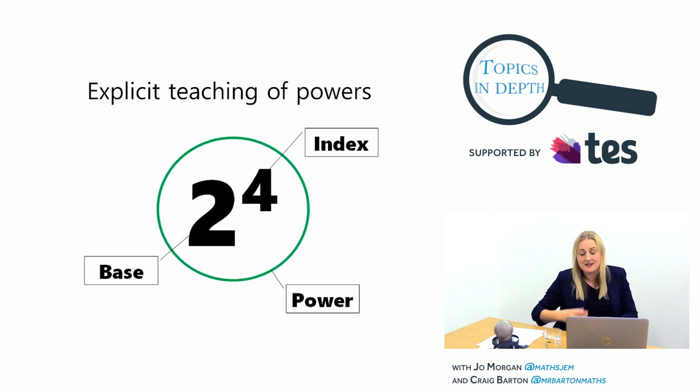I had some tweets from some Americans who are saying, why are we calling that an index? Because an index to them is the little number on a radical. So let's say you're doing the cube root and you've got the little number, that's the index of the radical or the root. And actually, for us to call that an index, they think is massively confusing. And they're like, why aren't you calling it an exponent? So the language isn't straightforward, as in everything.